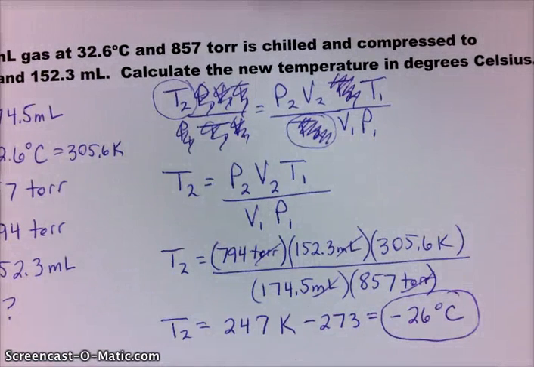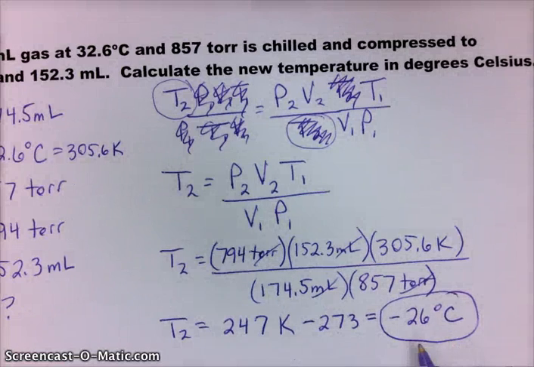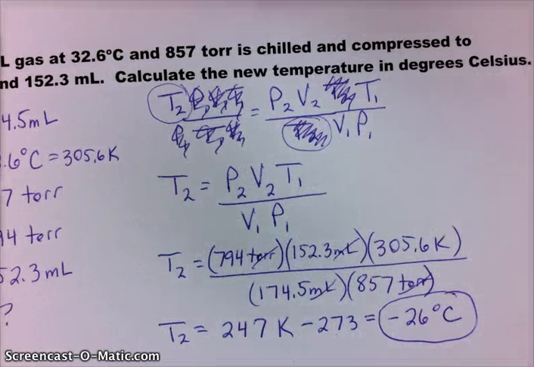You may be wondering about the sig figs. Well, remember, when we're subtracting, we go with decimal places. And these numbers do not have a decimal place, so when we subtract, we cannot have a decimal place either. So it actually is just the 2 sig figs now when we subtracted, because there's no decimal places. So minus 26 degrees Celsius is in fact the correct final answer.